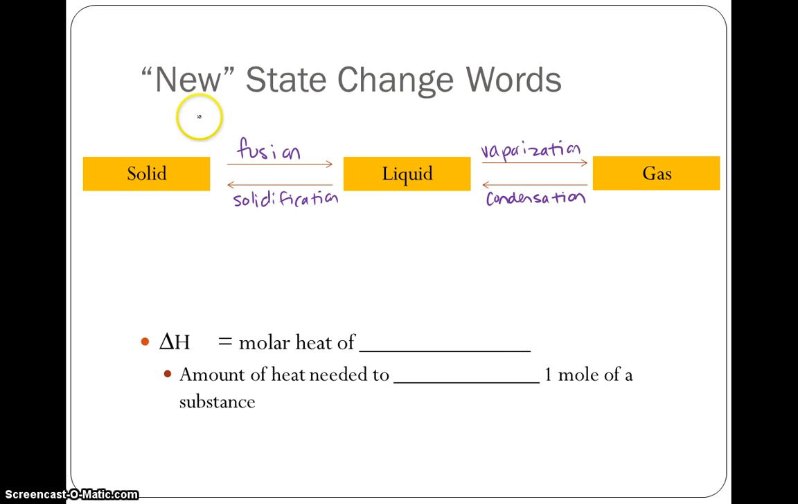Going from a solid to a gas is still called sublimation, and going from a gas to a solid is still called deposition, but on our heating and cooling curves, we really don't use those. So these are the four main words that we need to focus on.